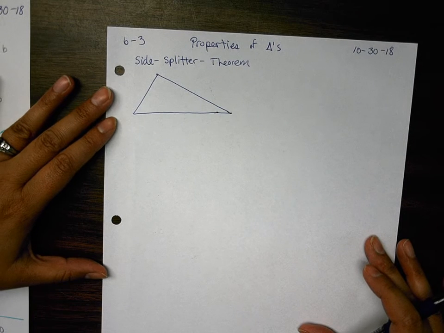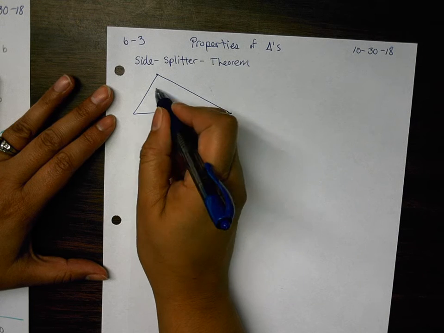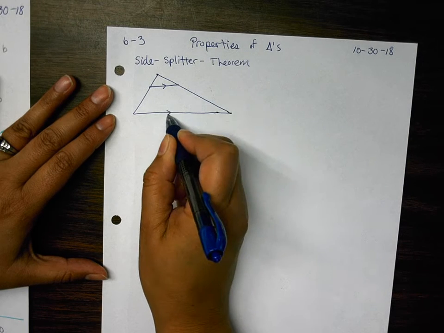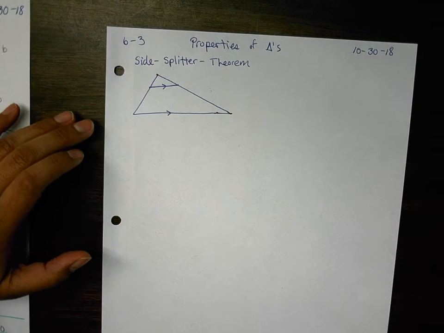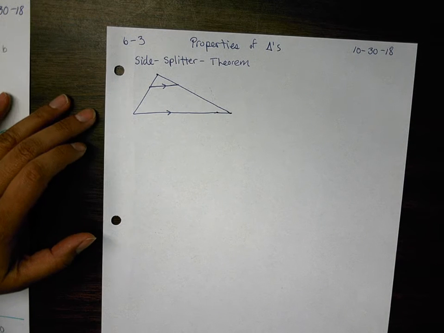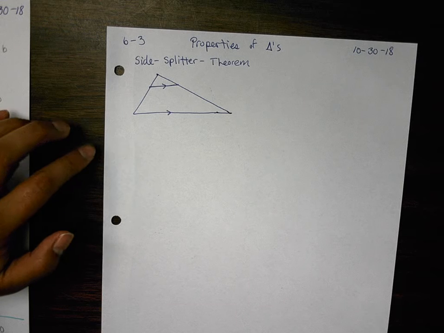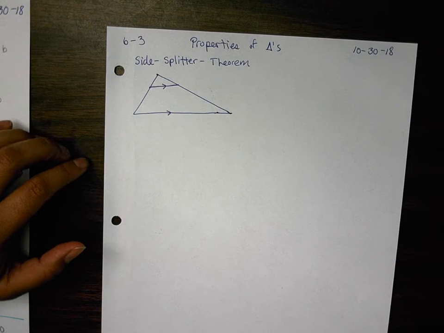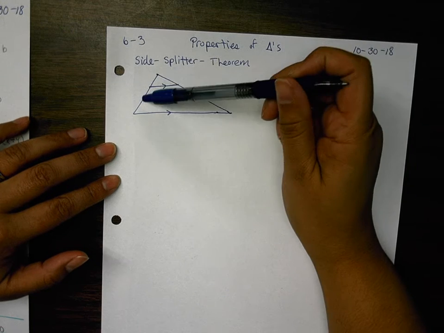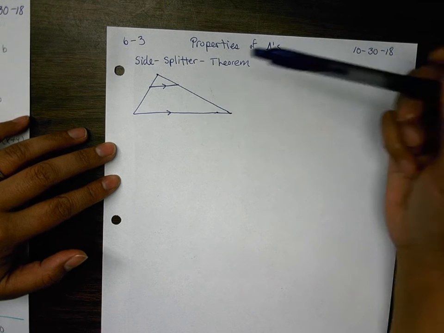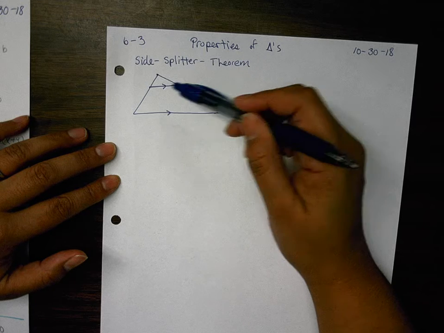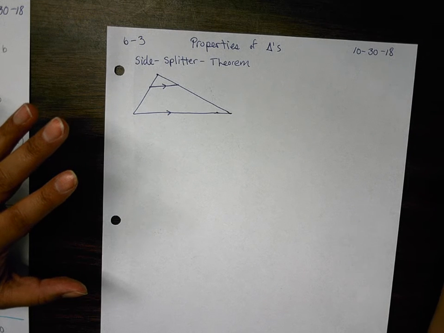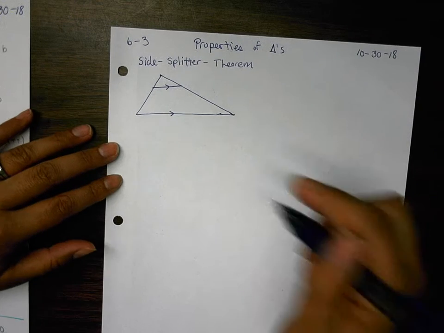All right, side splitter theorem states if you have a triangle and you have a line in your triangle like this that's parallel to your base, something special happens. Before we talk about that something special, I want you to recognize this is not the mid-segment theorem. The mid-segment theorem has that these sides are congruent. Notice I didn't put that those sides are congruent. I didn't put any markings. This is not the mid-segment theorem. Are we good? Okay, I'm going to put letters.